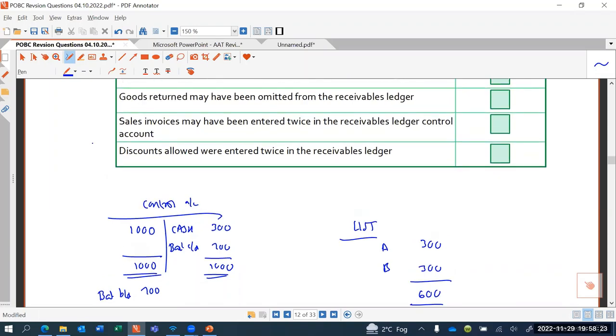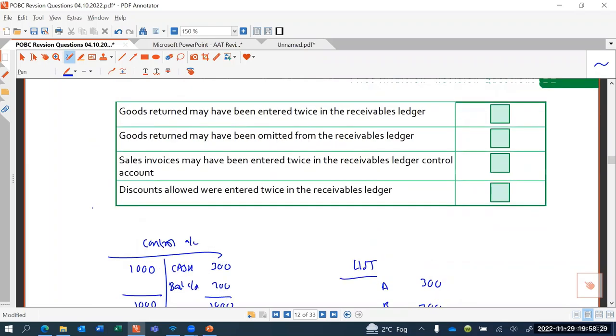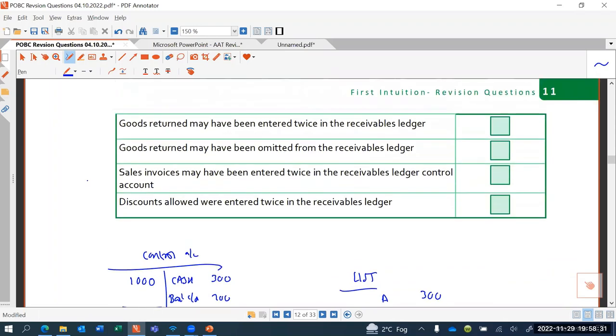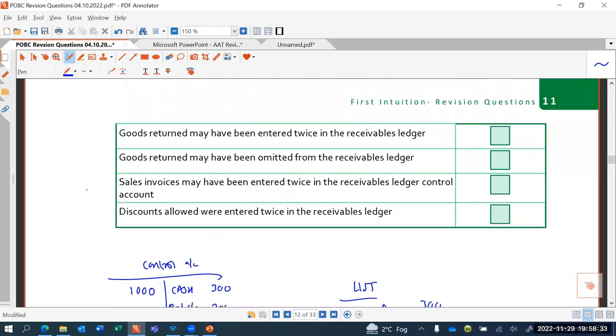So we're looking for three reasons that could explain the difference. We've got three correct answers and one that isn't the answer. So let's start at the beginning.